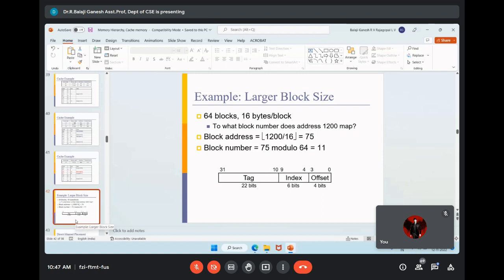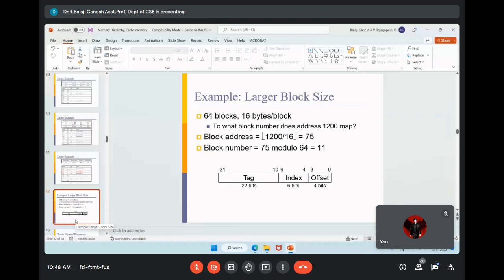So 1200 is the byte address, right? That 1200 will be placed in one of the blocks. A block is a collection of memory locations, right? So how many? 16 bytes form one block. So we are dividing by 16 and taking the floor value, right? That notation denotes the floor value. Suppose you invert it, that denotes the ceiling value. So 1200 divided by 16 will give you 75. So the 1200 byte has to be placed in the 75th block.